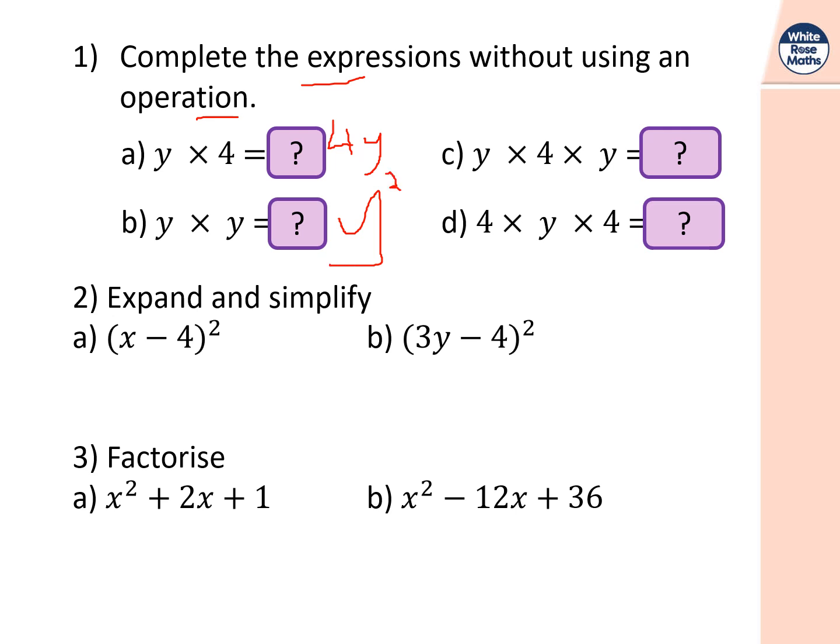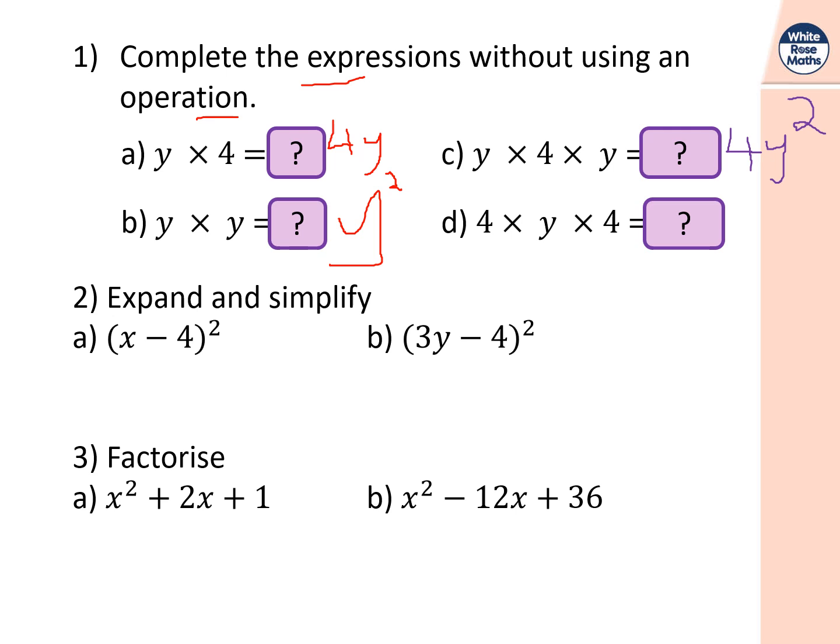If it's y plus y, then it's 2y. If it's y times y, then it's y squared. If you multiply, then it's written as a power or an exponent or an index. For part C, y times 4 times y. Well, y times y is y squared. Times that by 4 and you get 4y squared. We always write the numbers first and then the letters follow afterwards. That's just the process that mathematicians use.